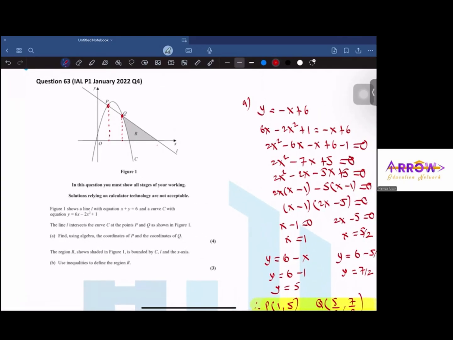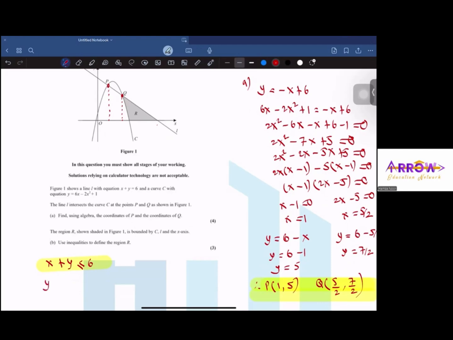So step by step, we are going to define the inequalities. Since the region R is below the line, and the line L is smooth, I'm going to use the inequality x plus y is less than or equal to 6, as the equation of the line is given, x plus y equals 6. So I have used the equation in the same form to define the inequality. And since the region R is above the curve, I'm going to say that y is greater than or equal to 6x minus 2x squared plus 1.